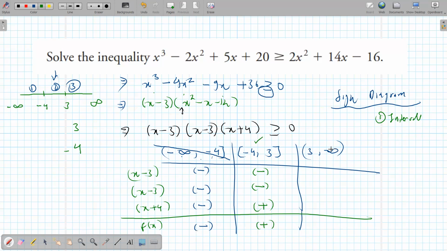3 to infinity, I'm just going to think of 10, positive 10. 10 minus 3 for the first one, positive 7, positive 7. 10 plus 4, 14, positive. Triple positive means positive, and there you go. Our answer is between -4 and 3, and 3 and infinity. This should have been a square bracket because it's inclusive. But we already knew this graphically, right? So there we go. That's our answer right here. This and this. So that's how you do it algebraically.